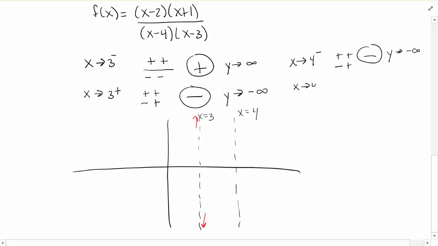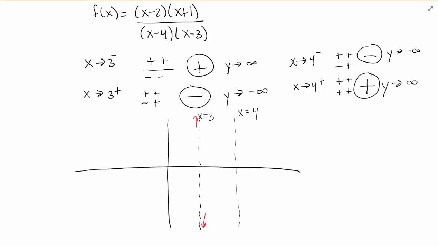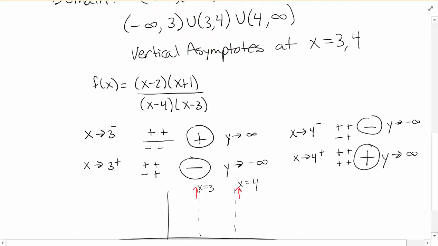As x approaches 4 from the right, a number just to the right of 4 is like 4.1. So 4.1 minus 2, positive. 4.1 plus 1, positive. 4.1 minus 4, positive. 4.1 minus 3, positive. So overall, positive, which means y is approaching positive infinity. So if I add those thoughts into my graph, as we're approaching 4 from the left, we should be down here because we're going to negative infinity. And as we approach 4 from the right, we should be up here because the y's are going off to positive infinity. Okay, since I have my graph started, let's see what else did I have.